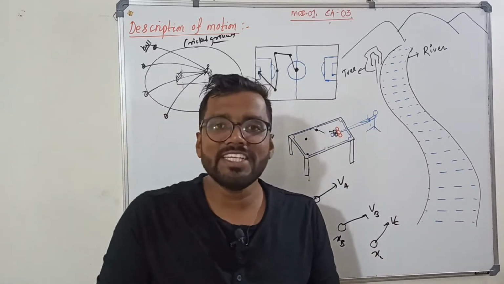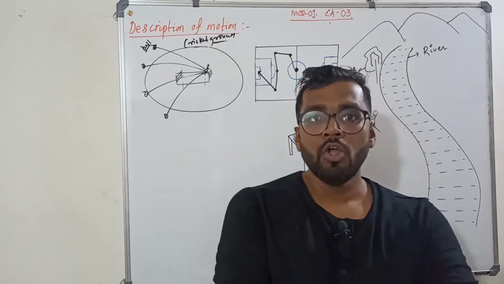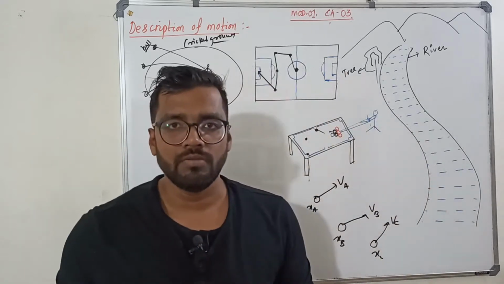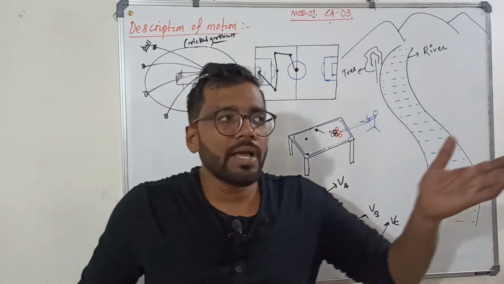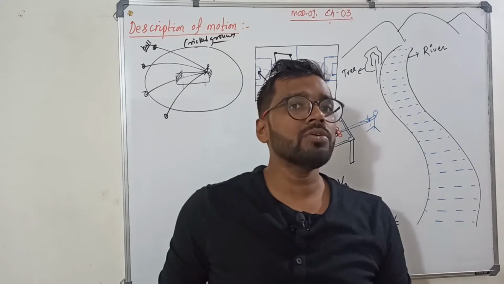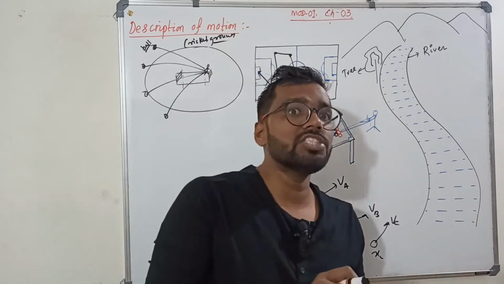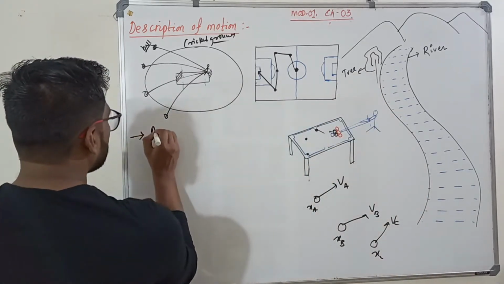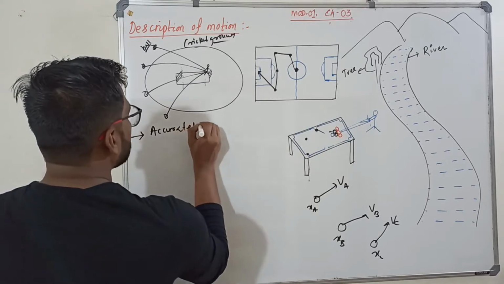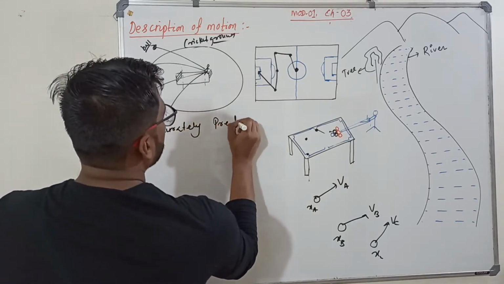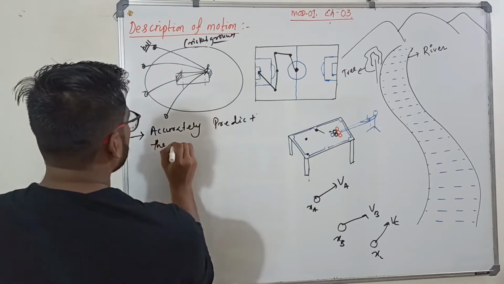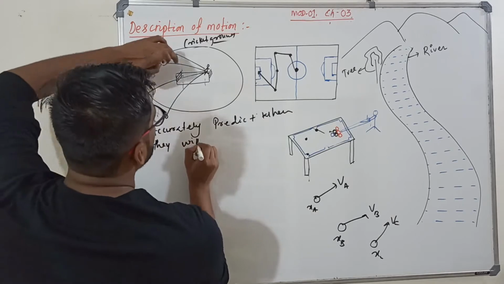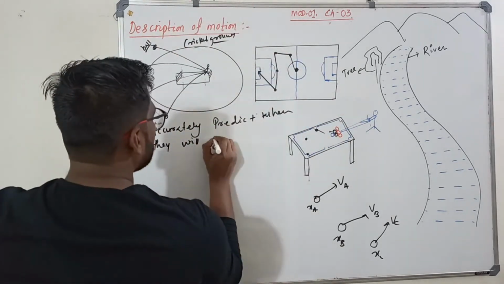So in these examples, whatever I have given you, we can actually predict which way they will go. Then what can we know? We will know how much energy or momentum they can exchange with each other. So accurately we can predict where the ball, in this case the cricket ball, football and billiard ball, will go.